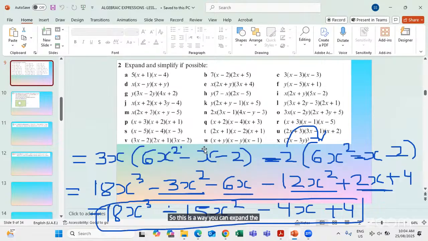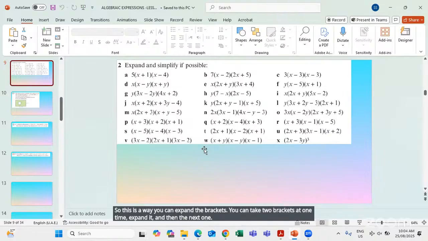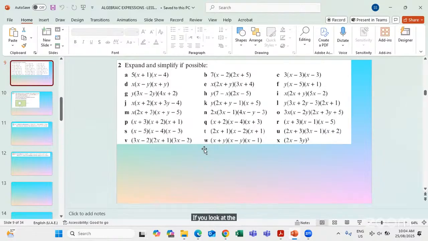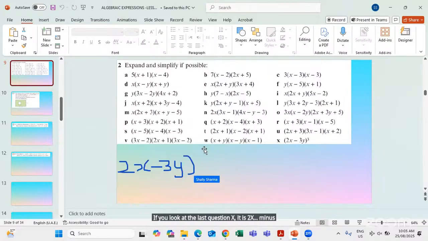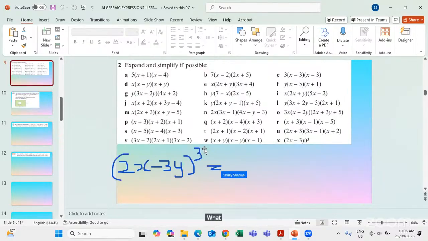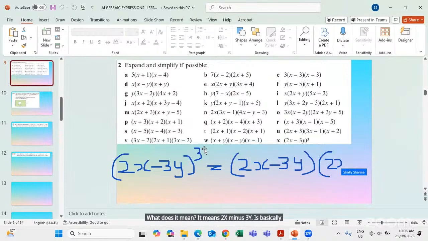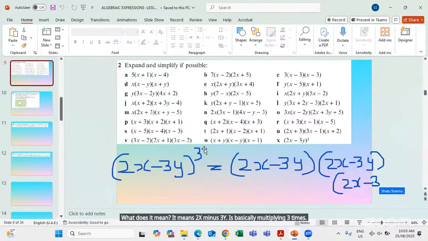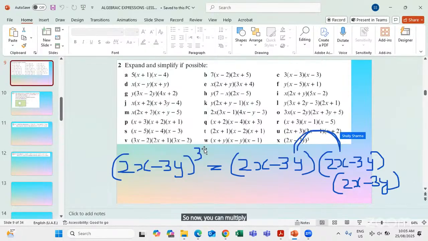You can take two brackets at one time, expand them, and then the next one. If you look at the last question, it is 2x minus 3y the whole cubed. What does it mean? It means 2x minus 3y is basically multiplied 3 times. So now you can expand these two brackets, and whatever result comes, you will expand it with the third one.